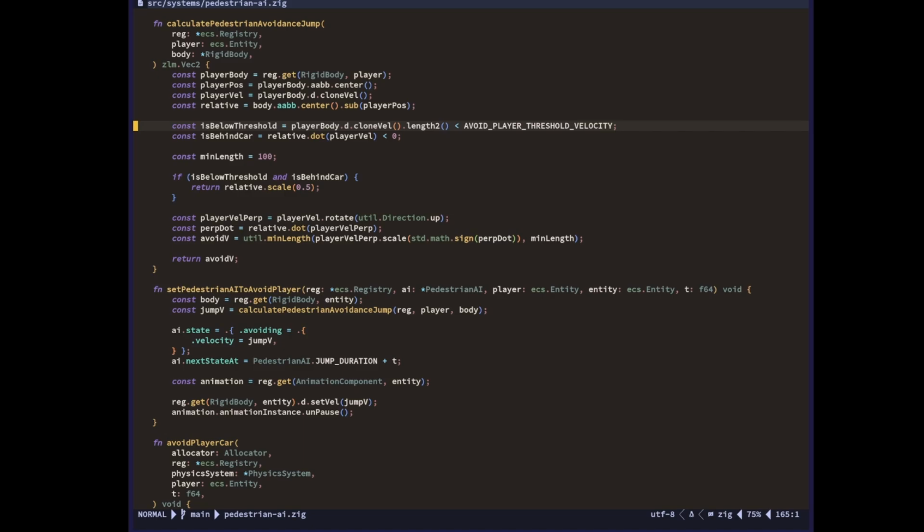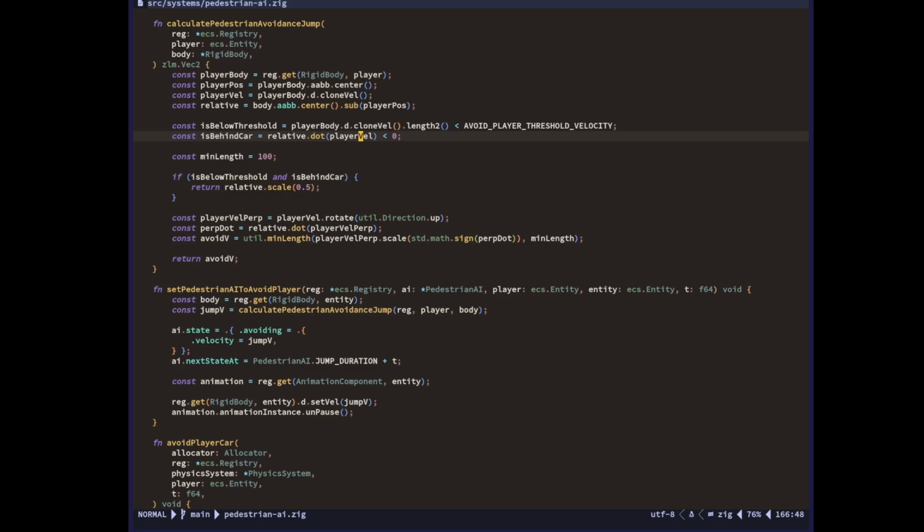Then we have some checks here. This is basically the same check as we did before with the player speed. If the car is moving really slow, then we want to do something else here. So if we're moving really slow and the pedestrian is behind the car, which we check by taking the dot product of the relative position of the pedestrian against the player velocity. If this is positive, that means that the pedestrian is in front of the car, basically.